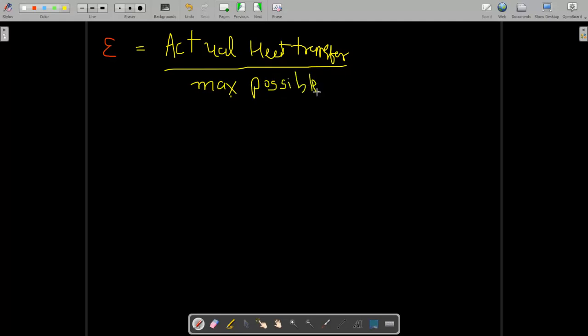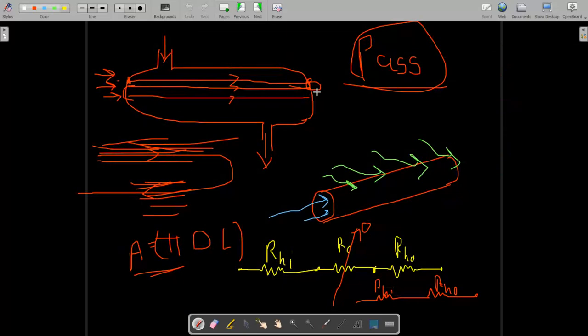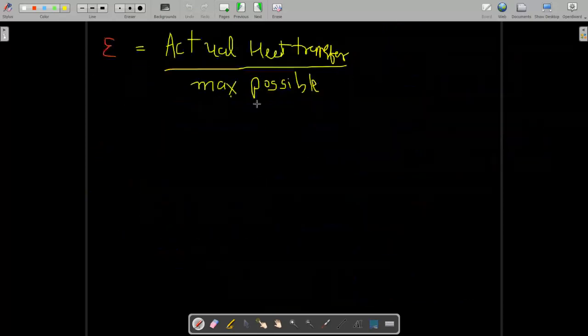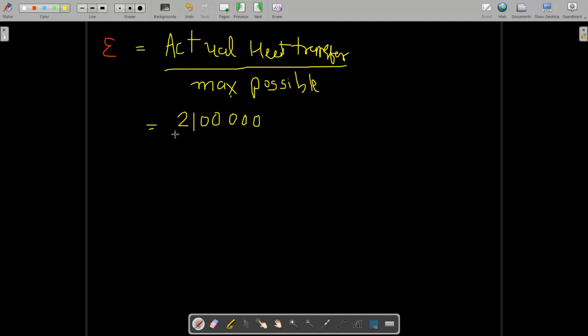The maximum possible heat transfer means: if there is a temperature difference between two bodies and we use them as a heat exchanger, what is the maximum amount of heat that can be exchanged? But there is some convection resistance in the given question, so there will be some loss, and actually it is only 2100 megawatt. So the actual possible heat transfer is 2100 megawatt, and we will convert it into kilowatt. The main concept lies over here; the main question starts from here.